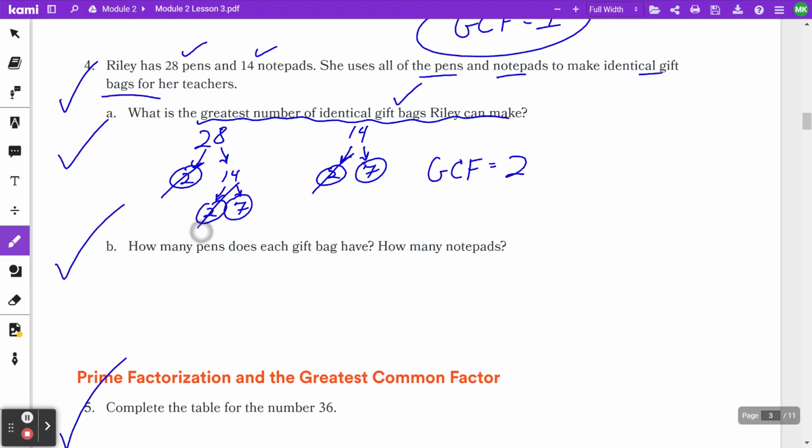Now I don't have a 2. Oops, I shouldn't have crossed out that 2, right? Because let's see, let's circle him. There's no 2 on the other side, right? So that doesn't work out. But I do have 2 7s. A 7 on each side, I mean.